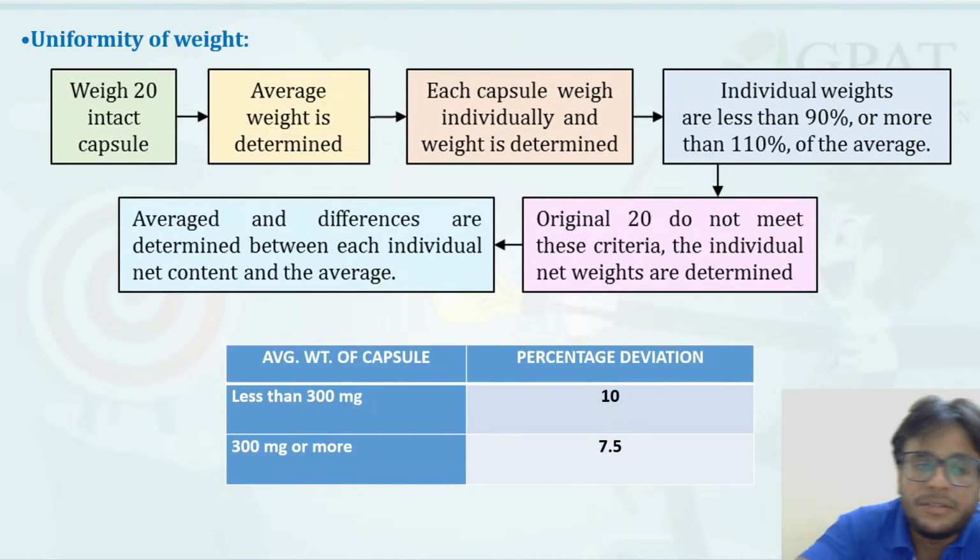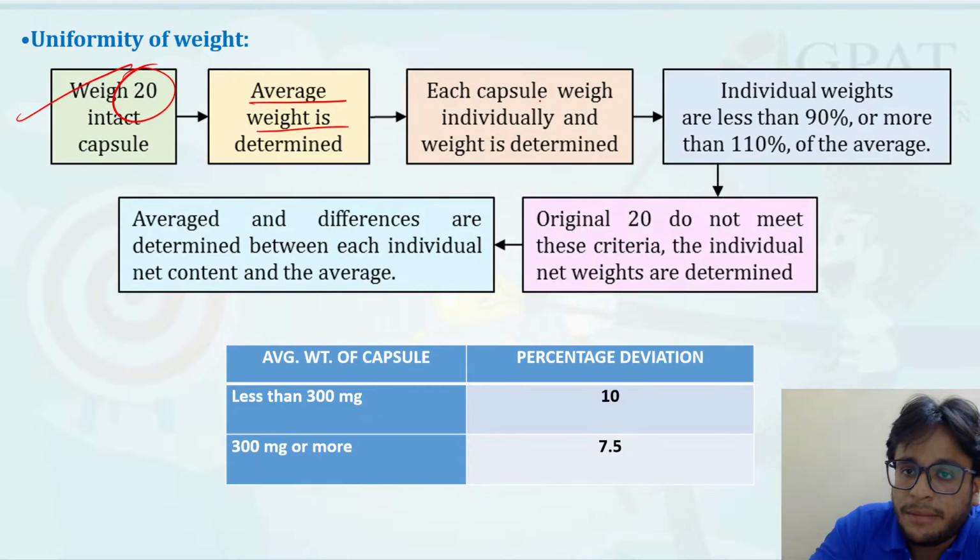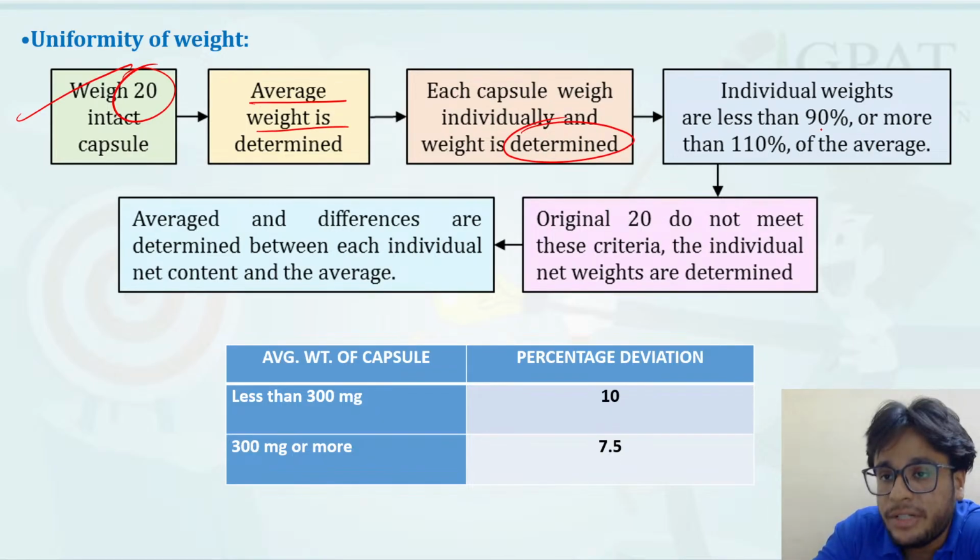First, we have to do the same test that we perform for a tablet. We take 20 capsules and average their weight. Each capsule weight should be determined individually. Then we take the average, and the individual weight of the capsule should not be less than 90% and should not be more than 110%. So plus or minus 10% variation is allowed.